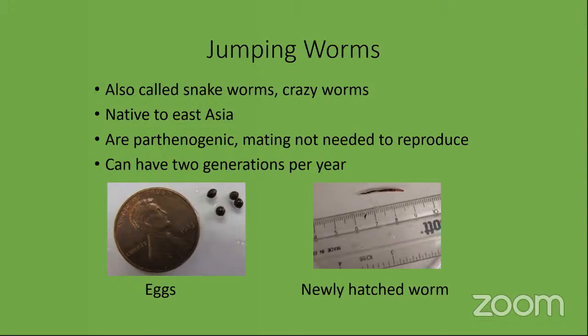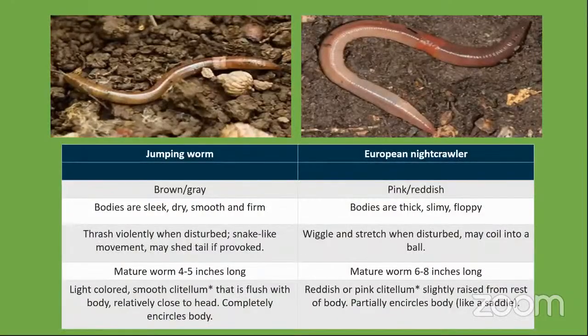You can see that the eggs are very small. It would be very, very hard to pick eggs out of soil if you have the worms, literally impossible. And a newly hatched worm is barely more than 2 centimeters long. So they're very, very tiny. The problem is the cocoons are often in soil that is moved by people. And so that's how they have been getting around.